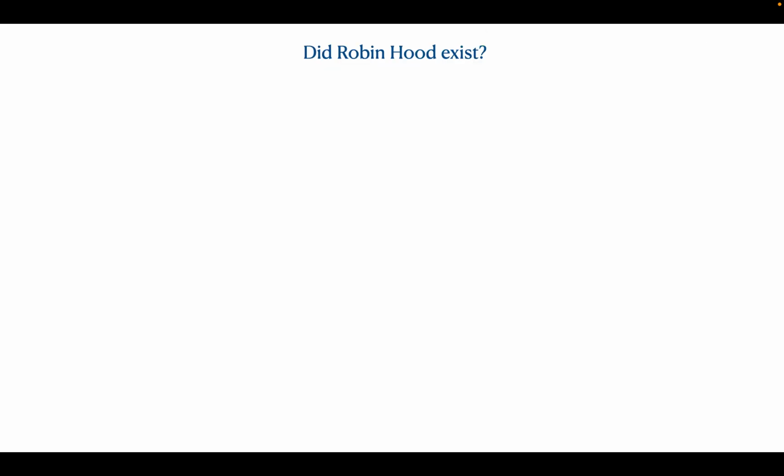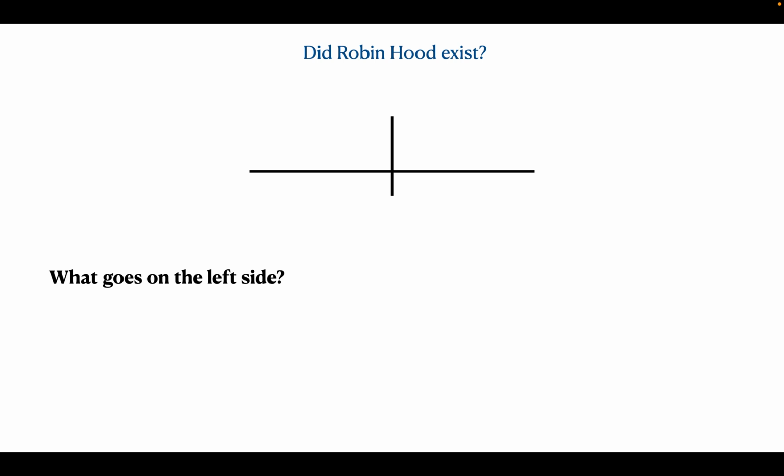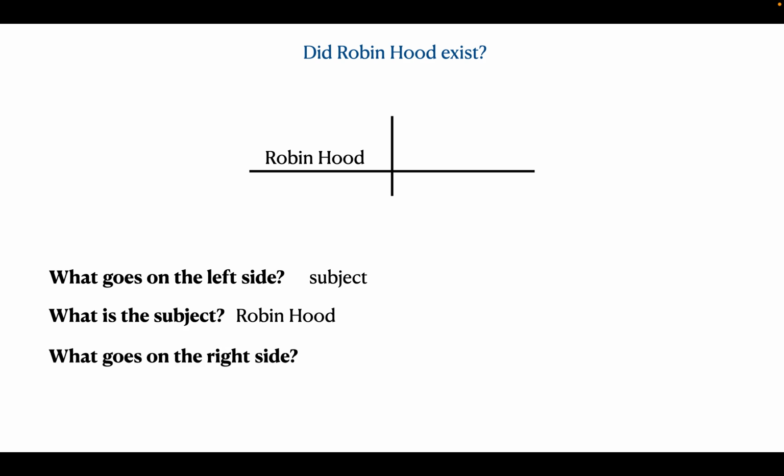Okay, so now we are going to diagram. Okay, so we have our horizontal baseline, and then our vertical line separating the subject and the predicate. And what goes on the left side? That's right, the subject. And what is the subject? Robin Hood. So we put Robin Hood on the left side of the vertical line. And what goes on the right side? That's right, the predicate or the verb. And what is the verb?